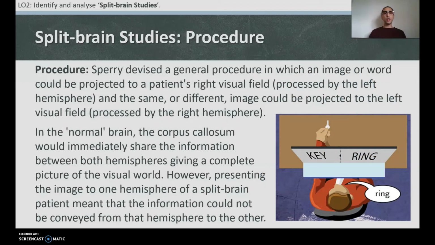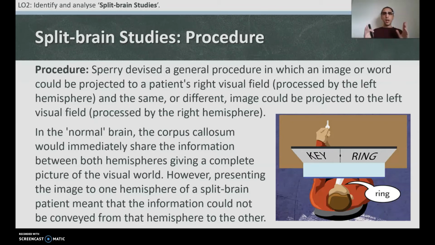So this is the procedure of Sperry. Sperry devised a general procedure in which an image or word could be projected to a patient's right visual field, processed by the left hemisphere, or the same or different image could be projected to the left visual field, processed by the right hemisphere. In the normal brain, the corpus callosum, which is the connection between the left and right hemisphere, would immediately share the information between both hemispheres, giving a complete picture of the visual world.